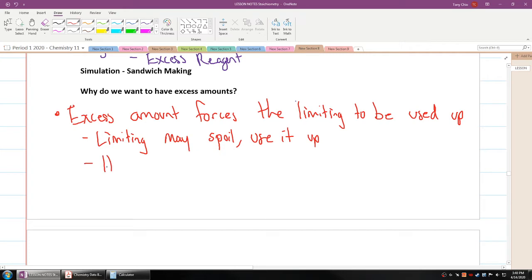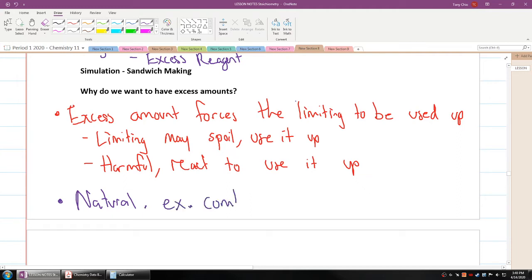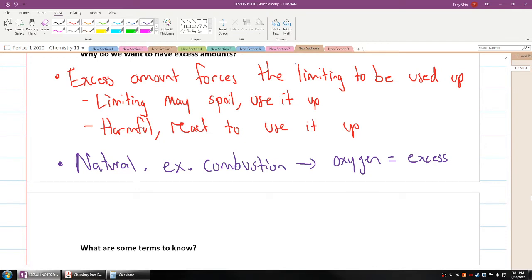Another reason is that it's harmful. Because of that, you want to react it to use it up. So that's another reason why that is the case. But one of the most common reasons why you have excess amount is that it's natural. An example is a combustion reaction, where you always have oxygen gas in excess, because oxygen gas is all around us. So that's why we always have excess amount in this case.